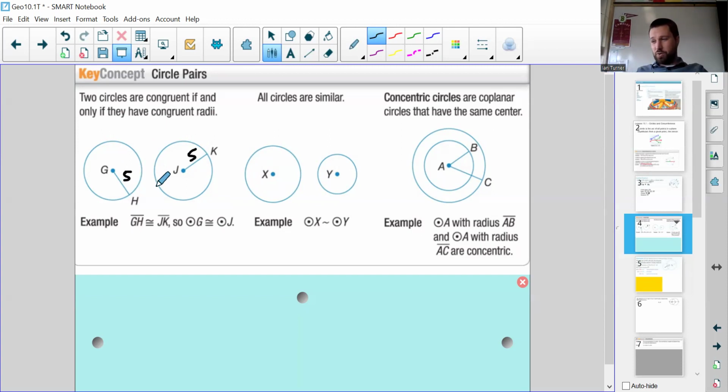So it's pretty easy to show circles are congruent. They just need the same radii. It's not like triangles where we have all these rules and shortcuts. Really simple.